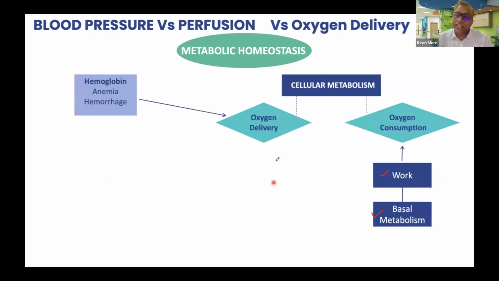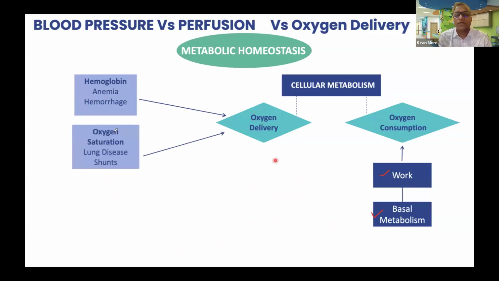Now, how is oxygen delivery decided? There are a few things we need to have adequate for oxygen delivery. You have to have enough hemoglobin. So if there is an anemia or hemorrhage, you get hypovolemic shock because hemoglobin drops. If your oxygen saturations are not good, like if you have a lung disease or any shunts causing mixing, then also the baby will be hypoxic and will end up getting into hypoxia and then shock.